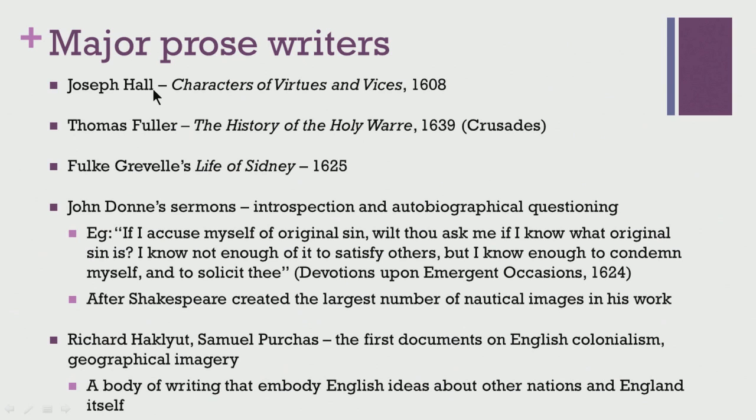The other major prose writers of the period include Joseph Hall, whose supreme work was The Characters of Virtues and Vices, published in 1608, and we have Thomas Fuller, who wrote the History of the Holy War in 1639. This is a very detailed account of the Holy Crusades undertaken by the Catholic Church. And in terms of biography, this work is of supreme importance. Fulk Greville's Life of Sidney was published in 1625.